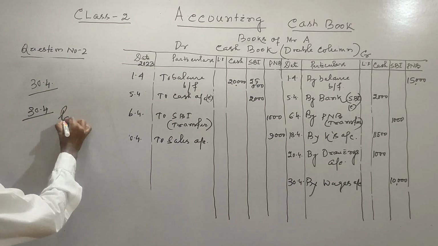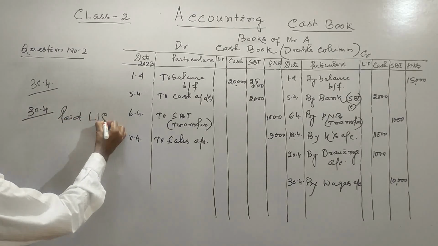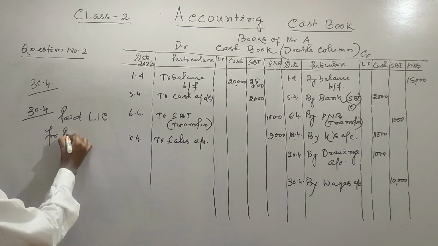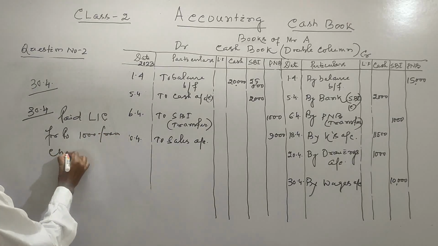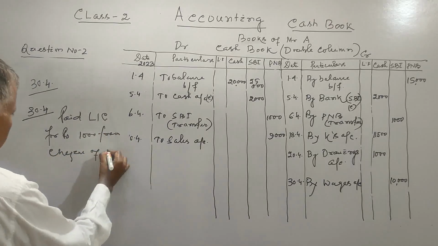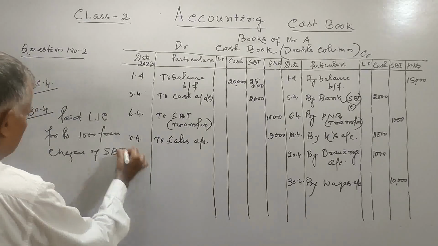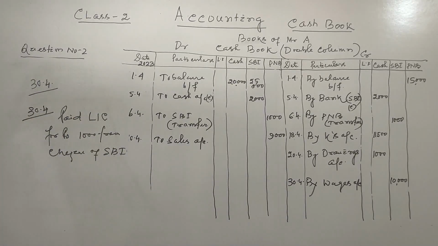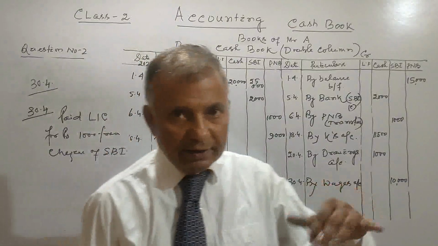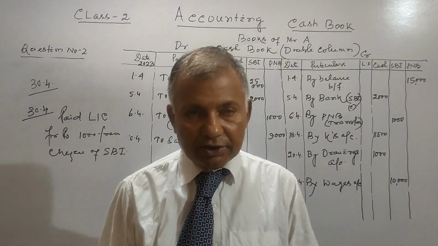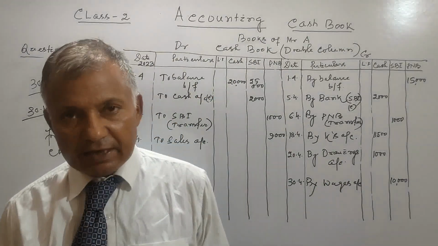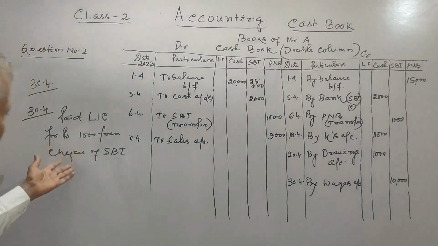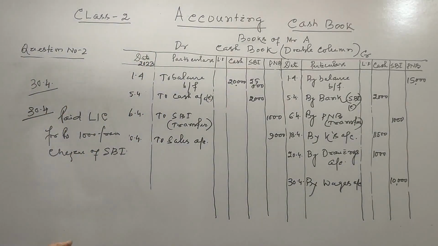34 also: paid LIC for rupees 1000 from check of SBI. Here also it is a LIC payment. Friends, when it is Life Insurance Corporation, it is a personal thing. It is not an insurance for the business. It is an insurance for the proprietor.